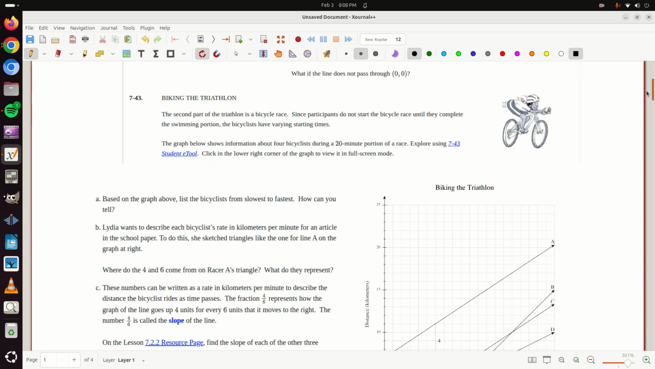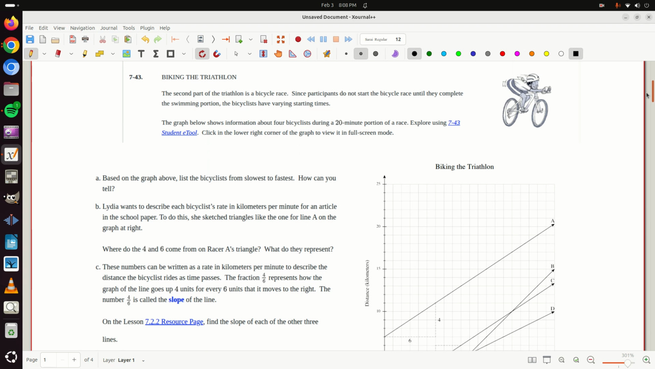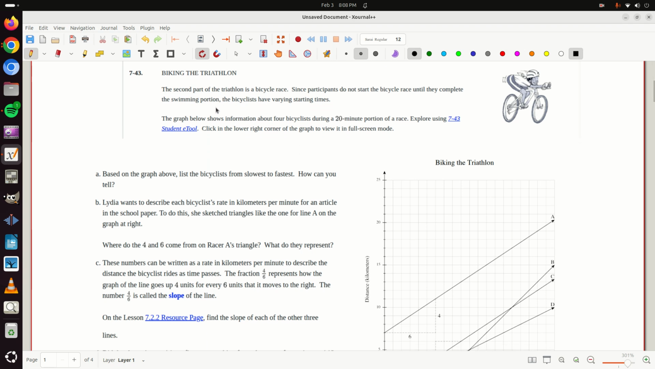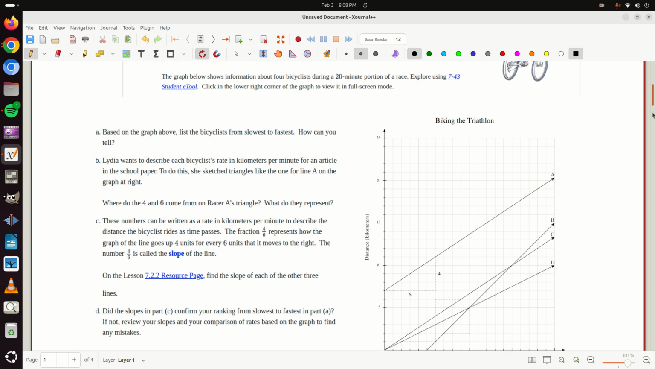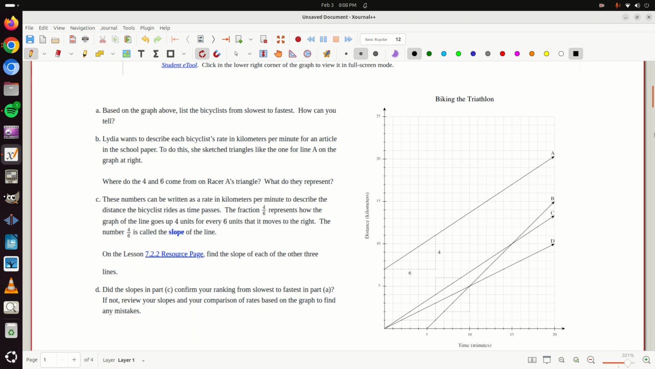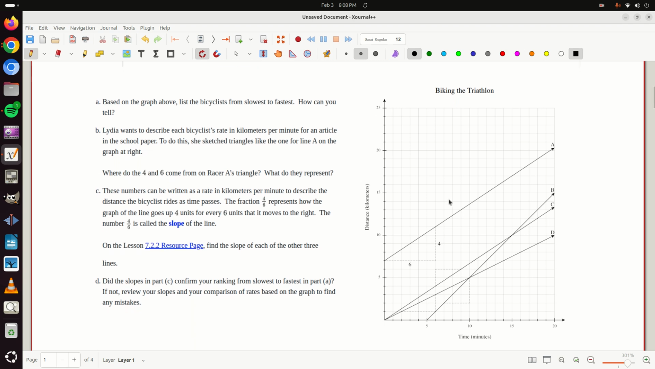So if we look at that, we have biking the triathlon. The second part of a triathlon is a bicycle race. Since participants do not start the bicycle race until they complete the swimming portion, the bicyclists have varying starting times. The graph below shows information about 4 bicyclists during a 20-minute portion of the race. So we have some questions for 743 and some graphs to go with it.